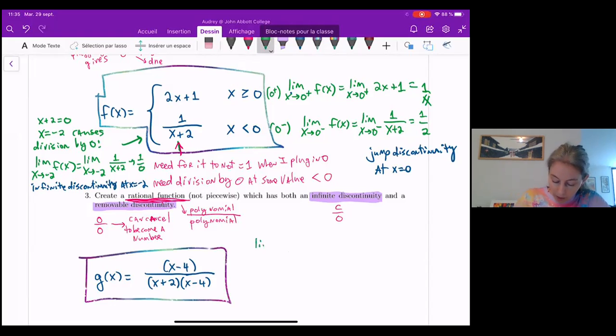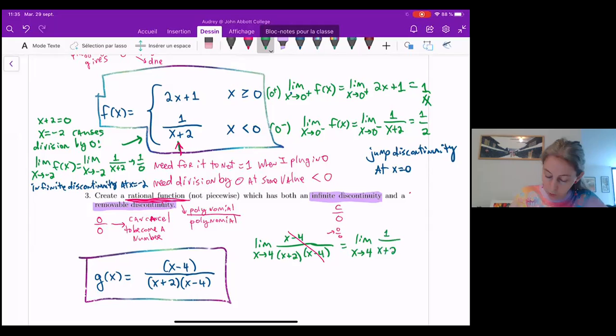I can say the limit as x approaches 4 of this thing. Notice I'm able to remove the problem. I can cancel out those x minus 4s, remove the 0 over 0 that was happening, and get the limit as x approaches 4 of 1 over x plus 2, which gives me 1 over 6. So this was indeed 0 over 0 that became a number.